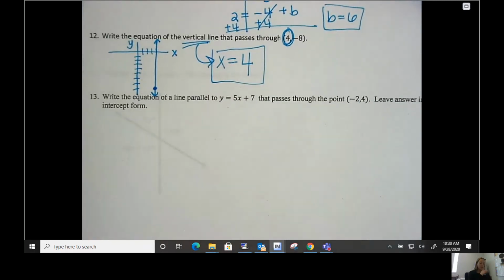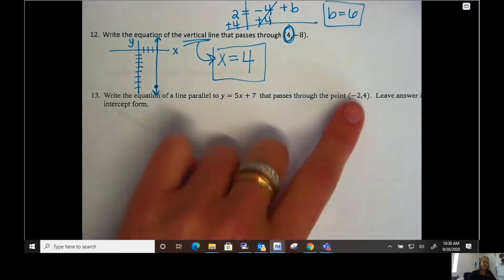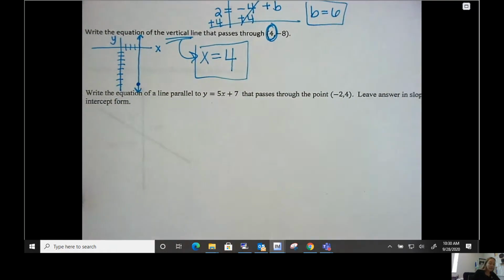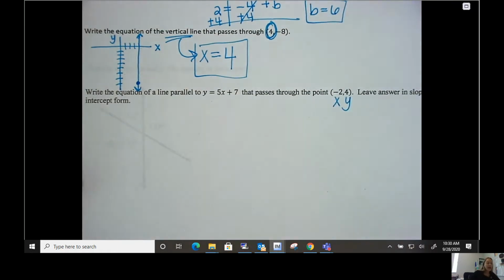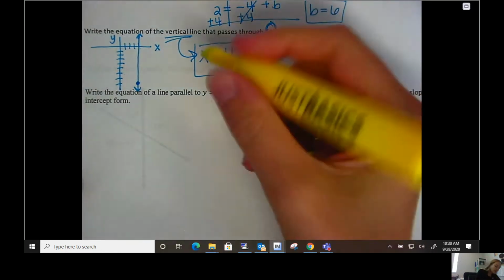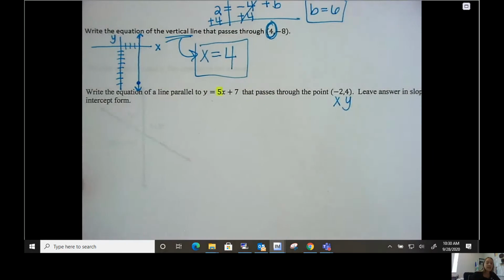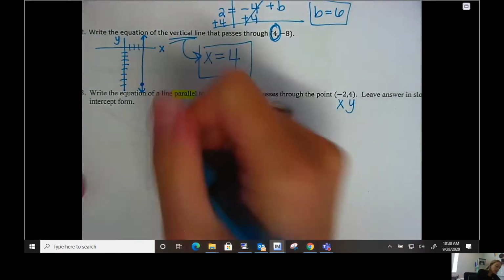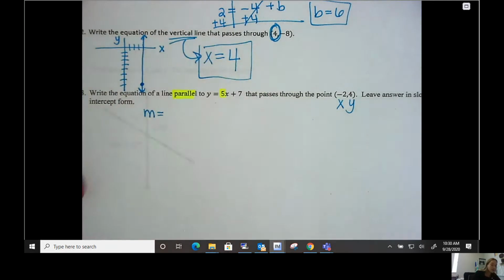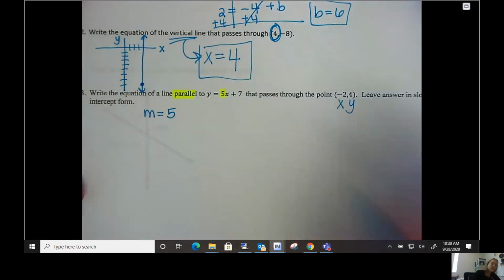All right, another one. Write the equation of a line parallel to this that passes through this point. So just like my last problems, I'm going to label my x and y on the point. I'm going to highlight my slope for this problem. My slope here is 5. It asks me to write a line that is parallel. So since it is parallel, my slope should stay exactly the same. So my slope stays as 5.